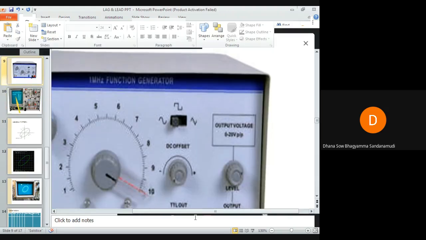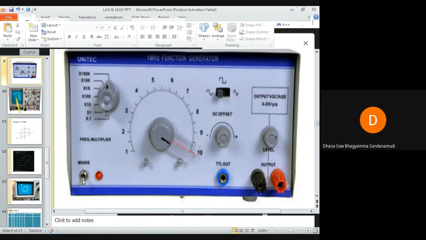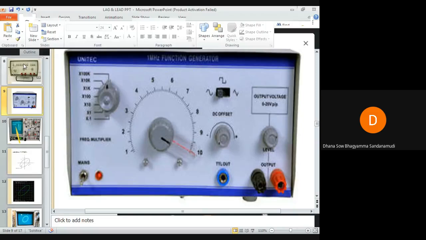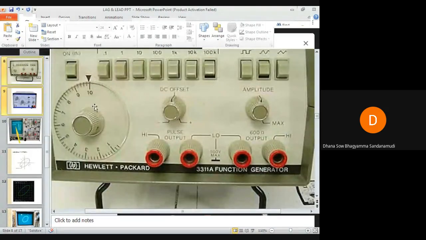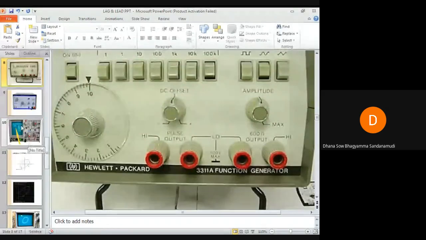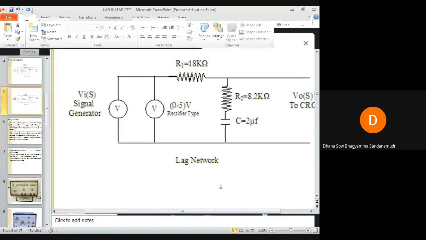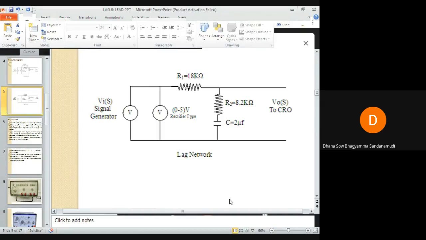Similarly, for the function generator, this is the main power switch. Here also, as you vary the knob, the pointer location varies, and you can set the desired frequency by varying this knob. You can set the desired sine wave, square wave or ramp wave depending on the requirement. Initially after giving connections, we must set 1 volt in the signal generator. You have connected a voltmeter across the input side, so the voltmeter reading should be 1 volt.